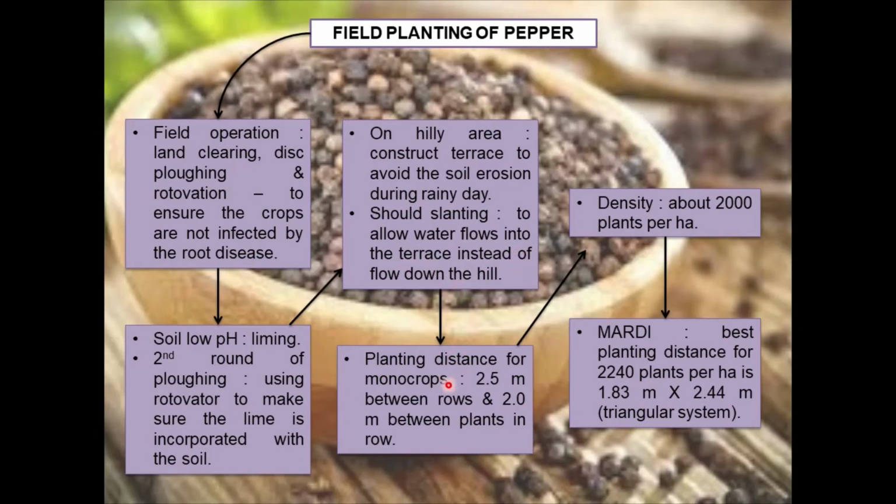The planting distance for monocrops is 2.5 meters between rows and 2 meters between plants in a row. The density is about 2,000 plants per hectare. MARDI suggests the best planting distance for 2,240 plants per hectare is 1.83 meters by 2.44 meters using a triangular system.